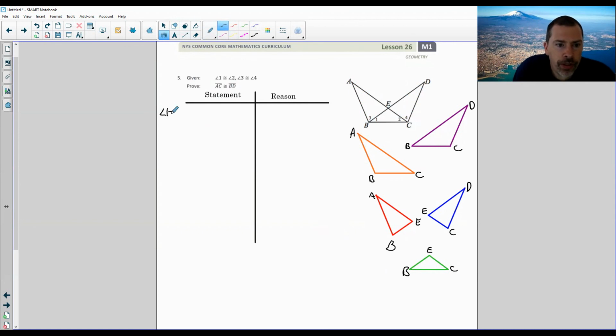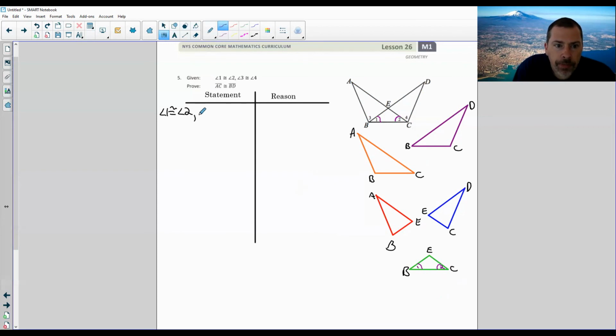Angle 1 is congruent to angle 2. Now I'm going to label it. Angle 1, congruent to angle 2. That was that little green triangle down here. So that's this angle here and this angle here. So this was 1 and this is 2.